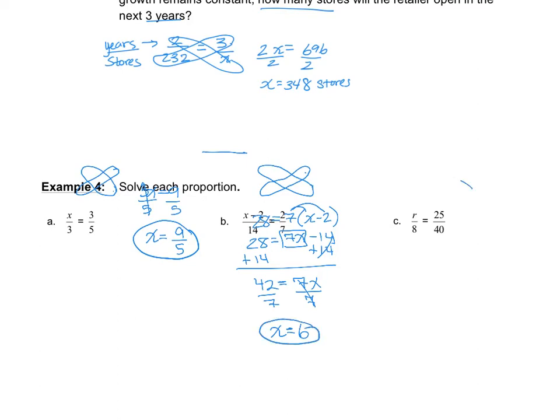And next, cross multiply again, so r times 40, which is 40r, equals 8 times 25, which is 200. To isolate r, we have to get rid of the multiplication, so we're going to divide both sides by 40, and we get r equals 5.